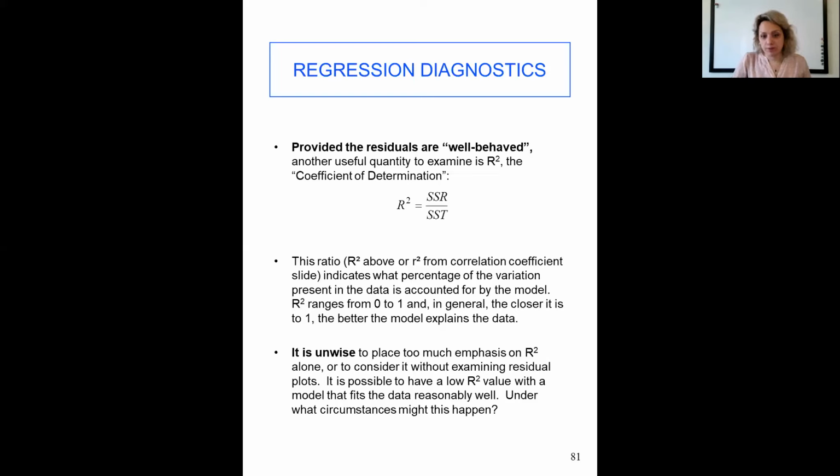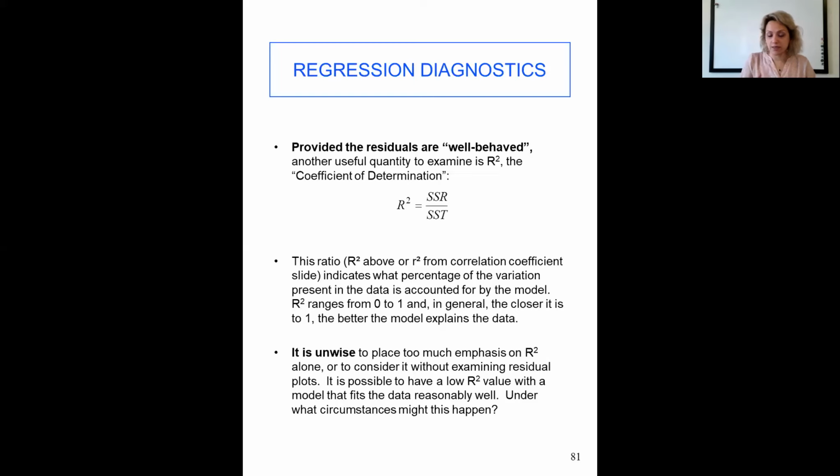So R2 ranges from 0 to 1. In general, the closer it is to 1, the better the model explains the data. It is unwise to place too much emphasis on R square alone, or to consider it without examining residual plots. What I do all the time is first look at your residual plots.